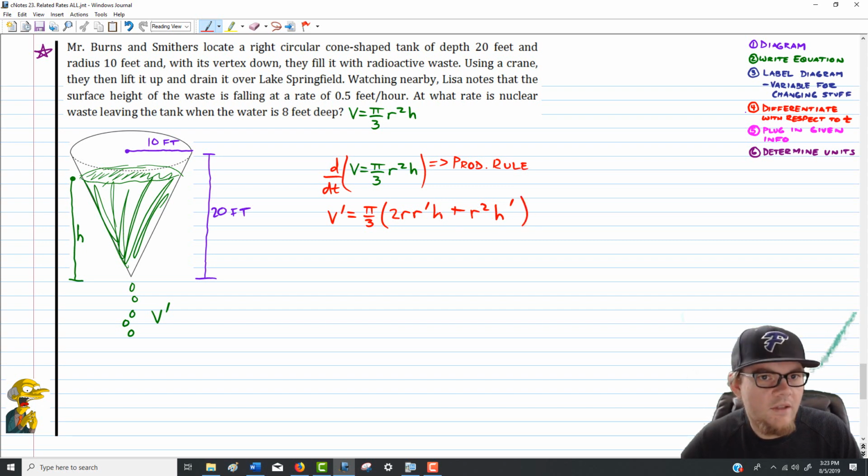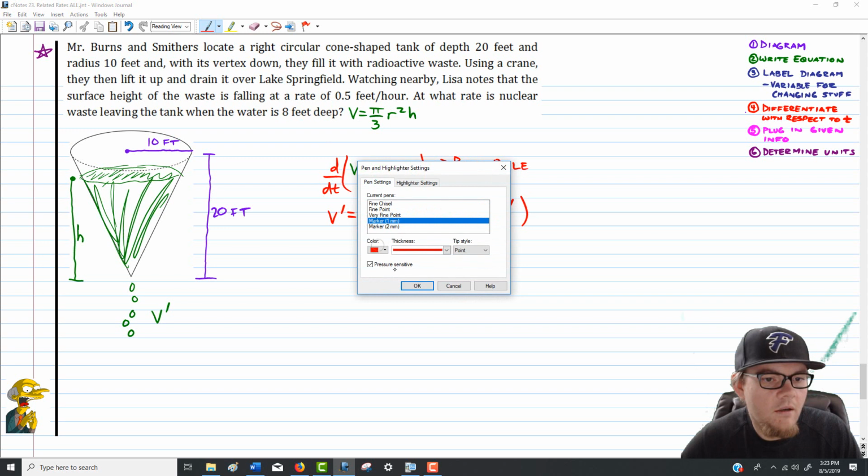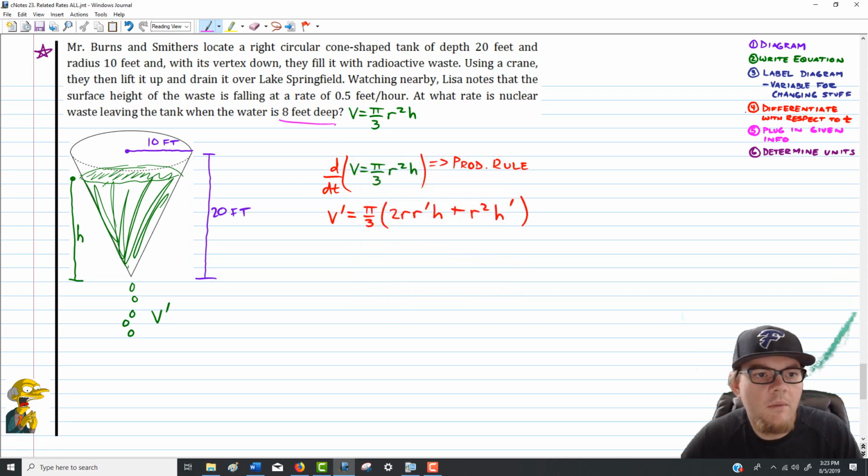In looking at this, though, we have some issues. Now that we have the full derivative, plugging in is going to cause us some problems. We know that the height of water at this instant, h, is 8, so we can plug that in right there. But we don't know what r is equal to at this moment.